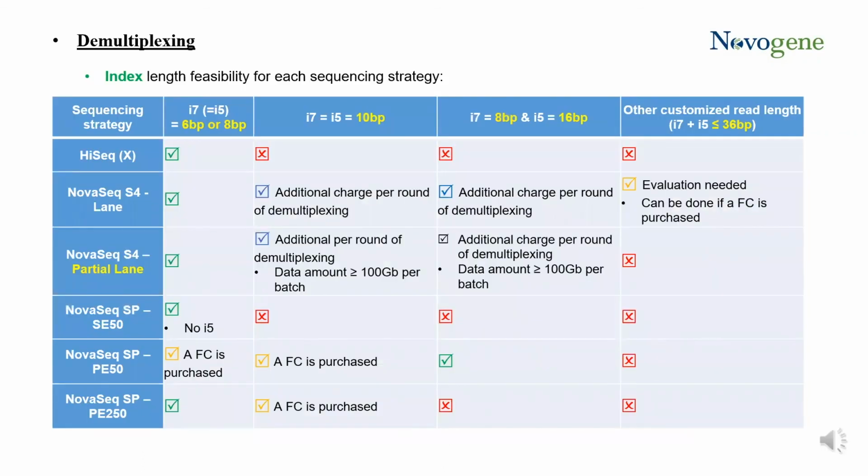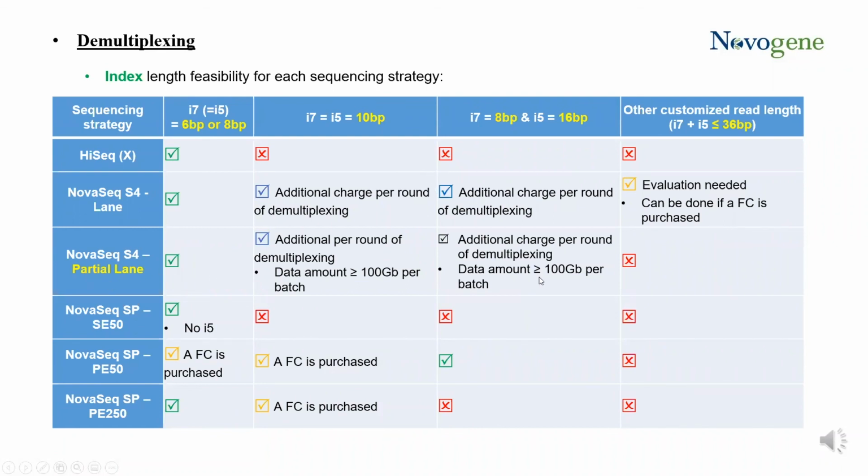Real quick, I just want to go over the potential index changes that are possible across platforms. For the HiSeq, the only lengths possible are 6 base pairs and 8 base pairs. No other accommodation can be fit for the HiSeq platform. For Novogene S4, we can change the index read lengths to almost any amount, though further evaluation might be needed depending on your specific needs. Our only limitation really here is the 330 cycles.